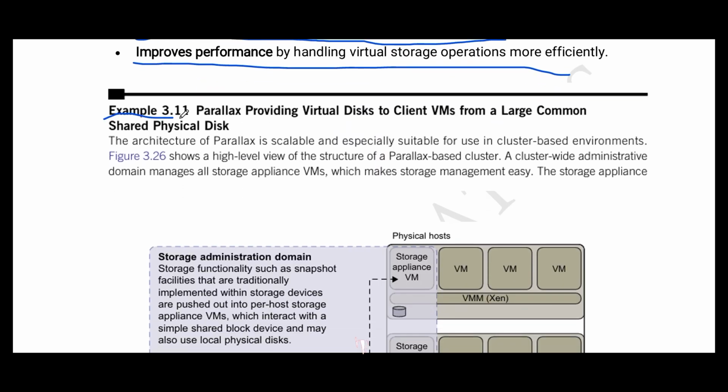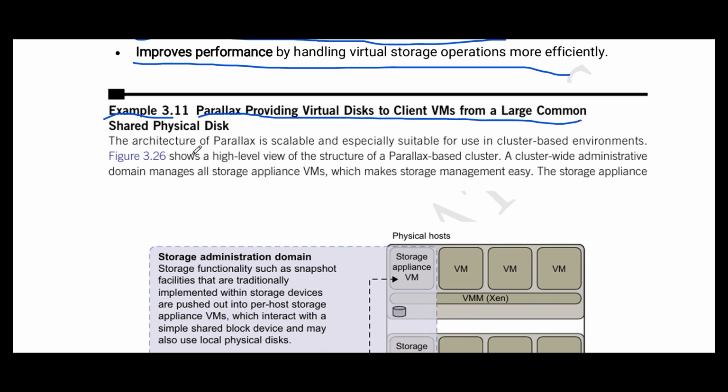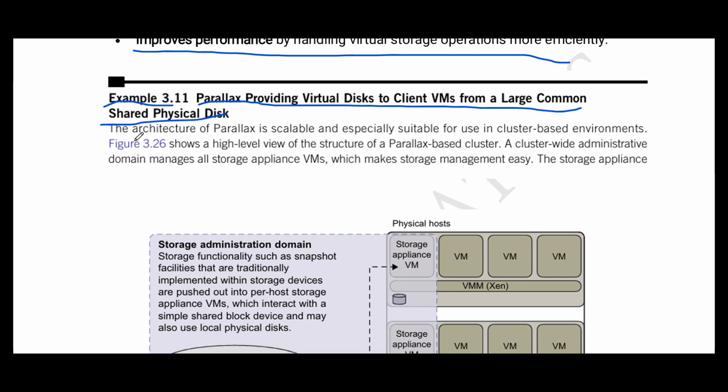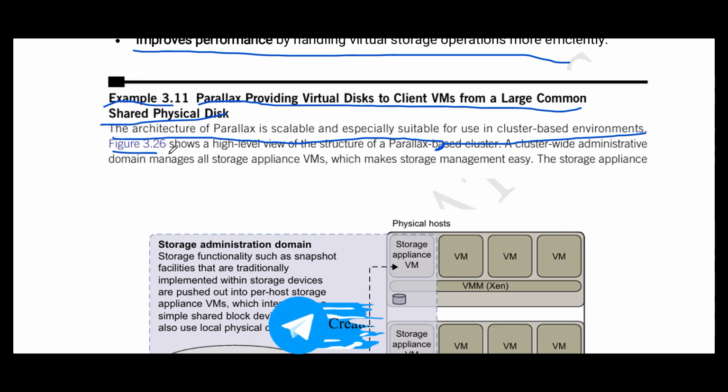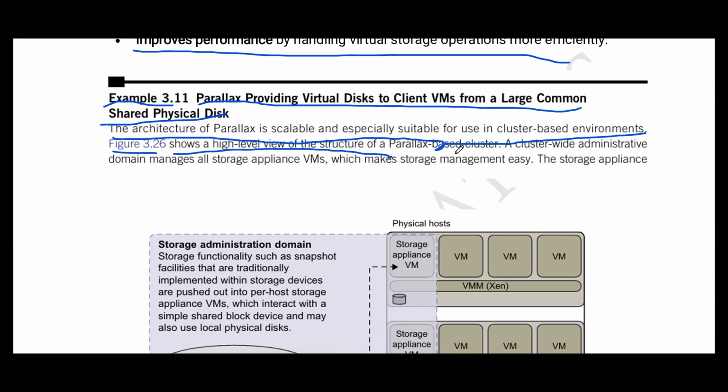Next we are going to see one example in which Parallelx provides virtual disks to client VMs from large common shared physical disks. In this example, we can observe that the architecture of Parallelx is scalable and especially suitable for use in cluster-based environments. Figure 3.26 shows a high-level view of the structure of a Parallelx based cluster. A cluster-wide administrative domain manages all storage appliance VMs, which makes storage management easy.